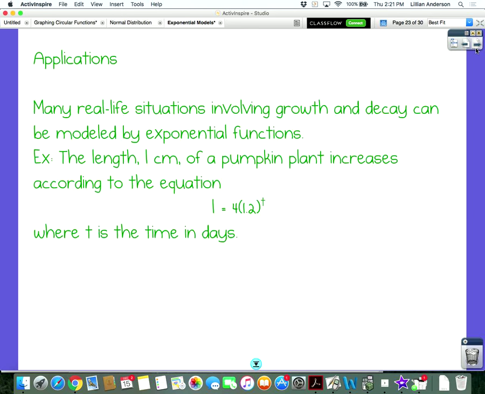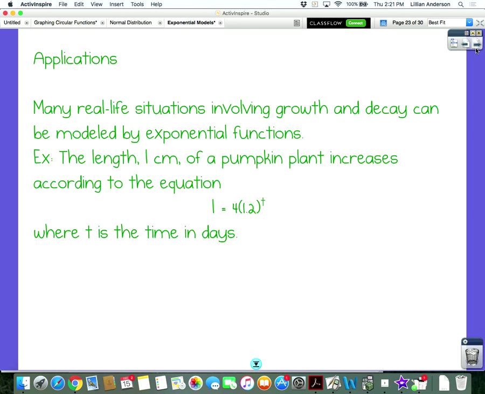When a disease hits a poor country or something like that, people aren't dying one by one. They're dying in different numbers. They're usually increasing numbers. So that's another example of exponential, but not growth, decay, because people are unfortunately passing away.